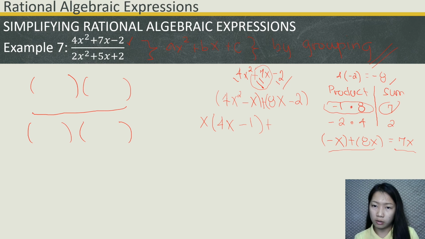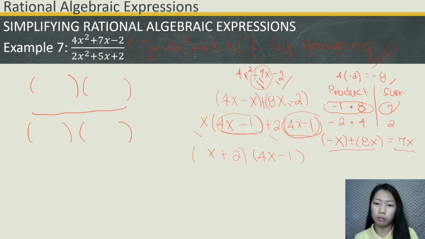Plus, anong common factor ng dalawang term? 2. Labas natin. 8x divided by 2, 4x. 2 divided by 2, 1. Bakit minus? Kasi subtraction yun. Same as here. Pagsamahin na natin, yung dalawang nasa labas ay x and positive 2. X plus 2 times, dahil magkaparehas, as 1 yan. And para malaman mo na tama yung pag-factor mo, dapat magkaparehas yung dalawang nasa loob. Ito na yung factor. Ilalagay na natin dito.